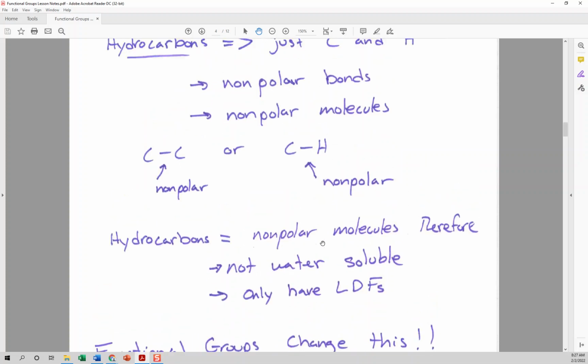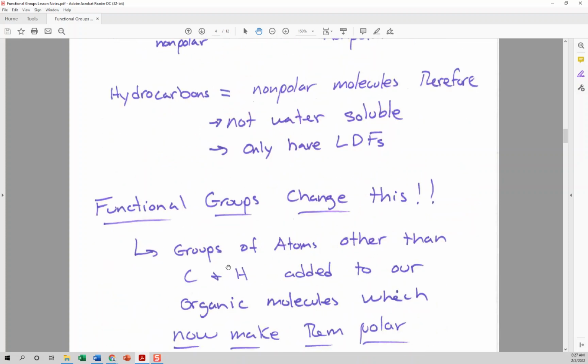But now we're going to enter in the functional groups. So the functional groups change this. If we throw in a functional group, now the molecule is going to be asymmetrical. Now the molecule is going to have some polar bonds. So now the molecule is going to be polar. So hydrocarbons, organic compounds with just carbon and hydrogen, are nonpolar.